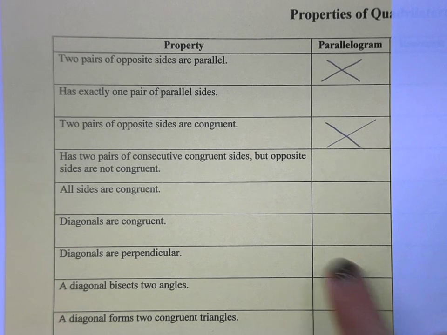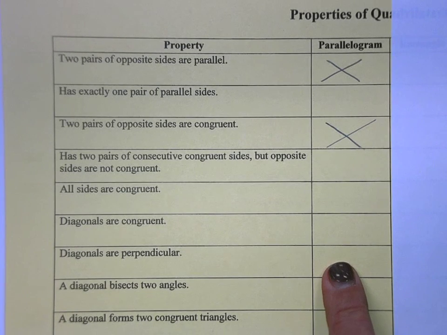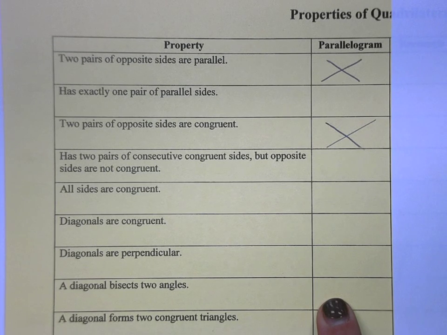Are the diagonals perpendicular? Did they make 90-degree angles? No. It never said anything like that, so that's false. Did it ever say anything about it bisecting the angles? No. It talked about it bisecting the diagonals, but it didn't say it bisected the angles. Do the diagonals form two congruent triangles?